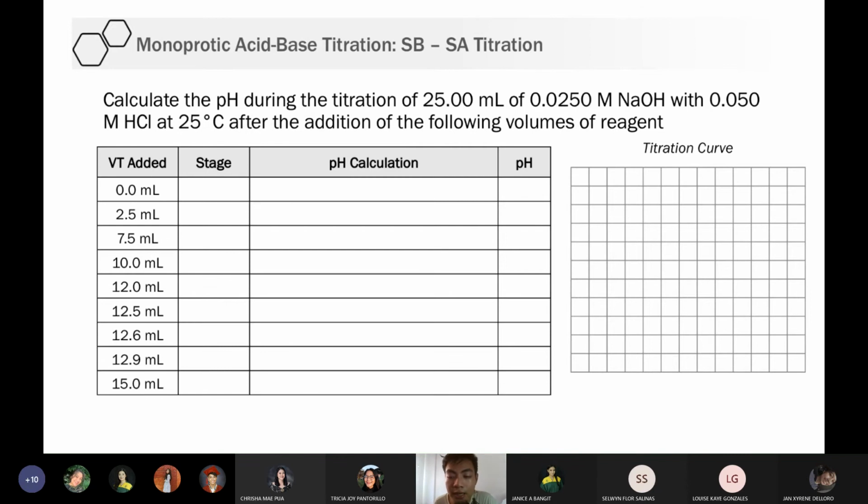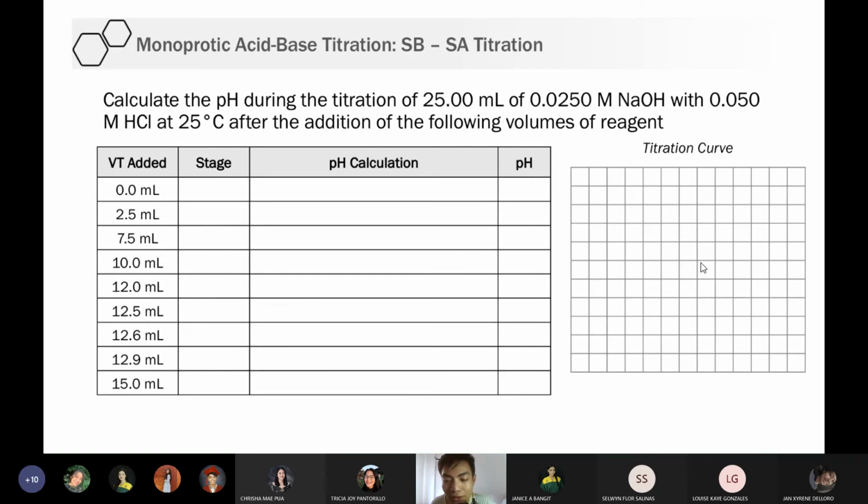So, this is a strong acid-base titration. You have sodium hydroxide as your analyte and HCl as your titrant. And this is the corresponding volume of titrant added. I want you to identify the stages, the way to solve the pH for each stage, and the corresponding pH for that stage. Then after that, you plug it into this graph.